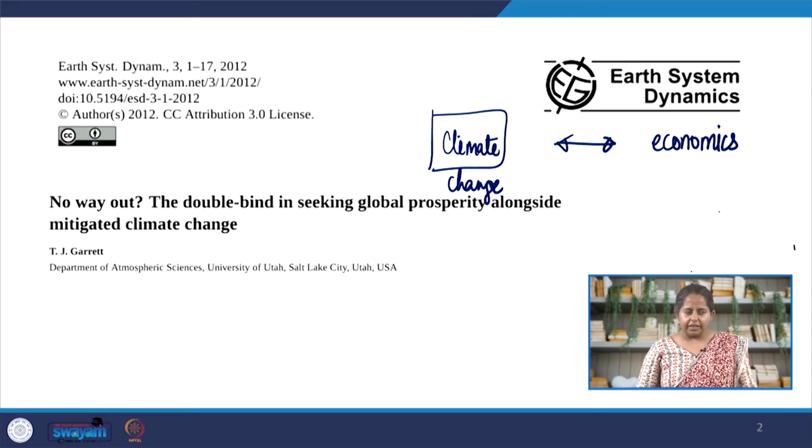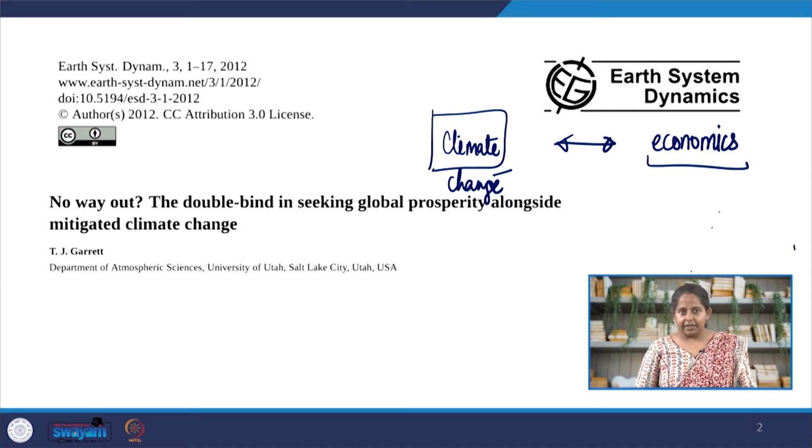And the integrated models that people had used before this particular groundbreaking paper by T.J. Garrett typically involved hundreds of variables. So, some decent economic model with a medium complexity climate change model, together they have more than 100 variables, extremely high computational resources required and not feasible for day-to-day analyses or day-to-day understanding.